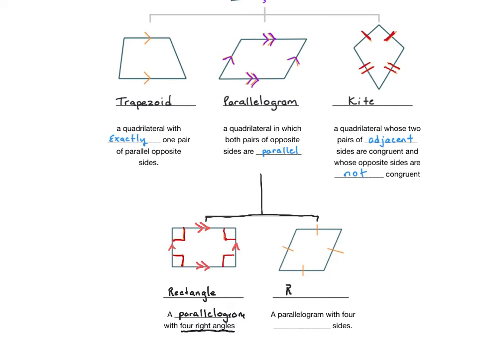And then we encounter the rhombus. Again, it's a parallelogram, so my opposite sides will be parallel, and the four sides are all congruent. So as we can see here, all four sides are equal.